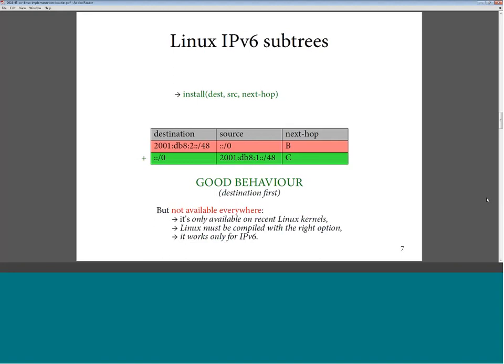So IPv6 subtrees is exactly what we want. It is really a source-specific routing table, and it chooses entries by destination first, which is what we want. So installing a source-specific entry is as simple as installing a classical one. We just have to additionally add the source prefix, and it's in the same netlink message, so in the same system call. However, it's only available for IPv6 in recent Linux kernels and in kernels which are compiled with the right options.